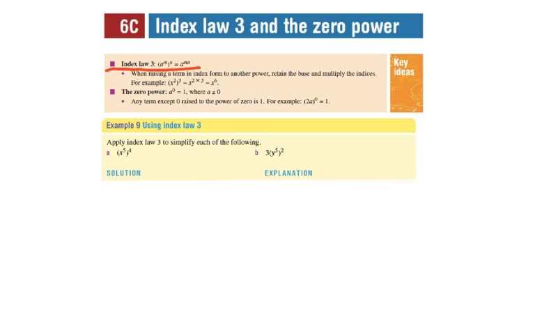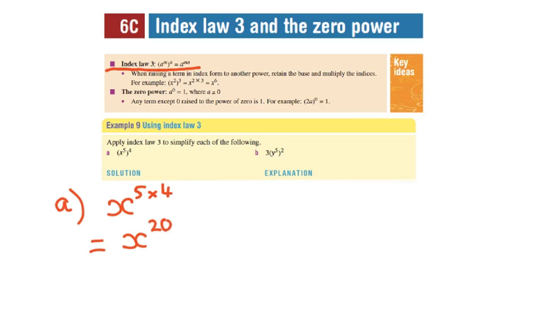The best way to show you is to actually do an example. Now, here in part A of example 9, we have x to the power of 5 in the bracket and then the power of 4 on the outside. What the law tells us is that the 5 will multiply with the 4. So those two indices multiply together and it becomes x to the power of 20.